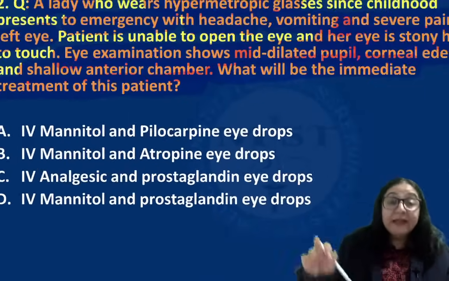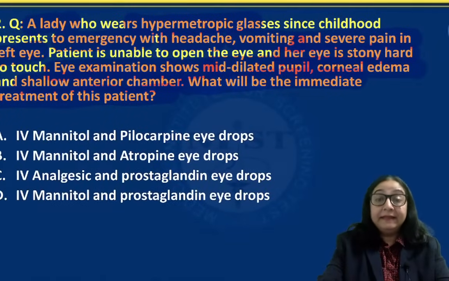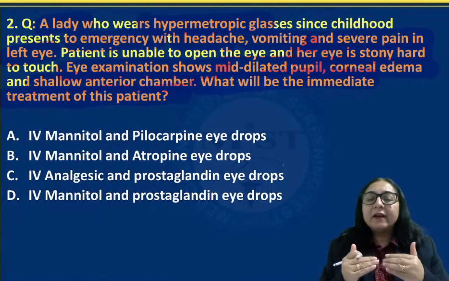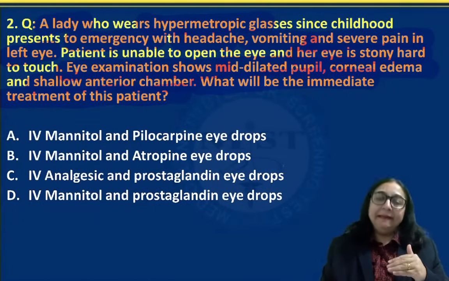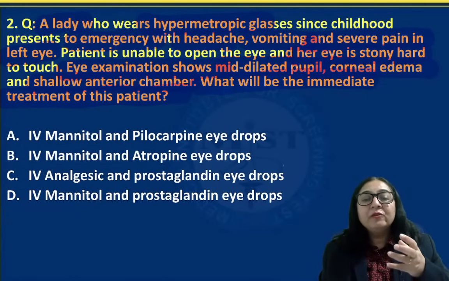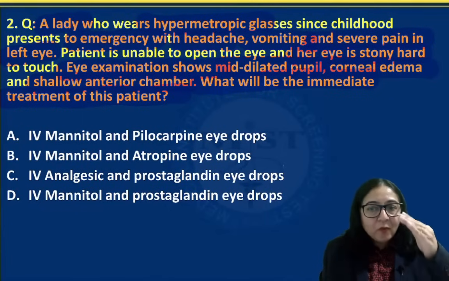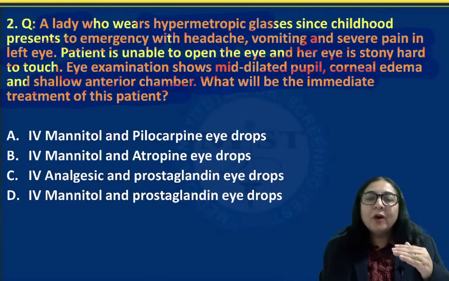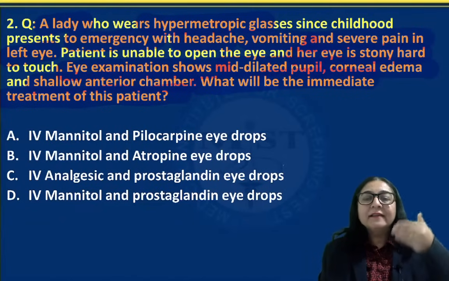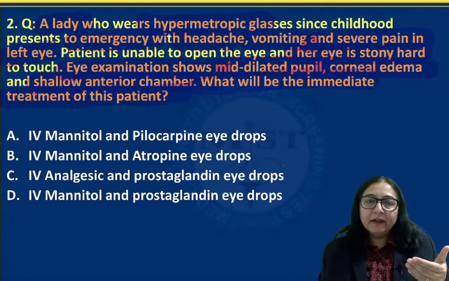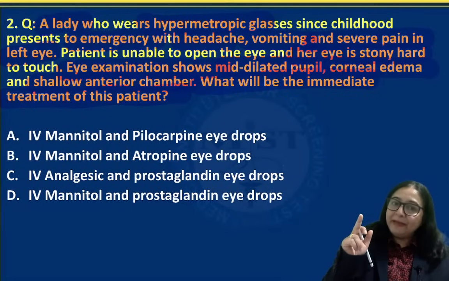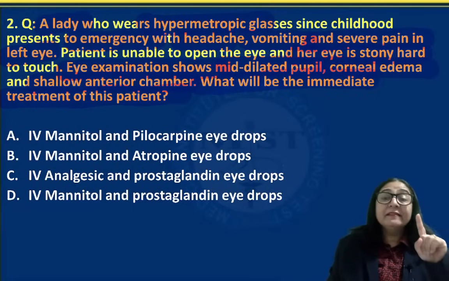So what is the immediate treatment, beta? What is our priority? The priority is to reduce the intraocular pressure rapidly. Because if the pressure remains so high, the optic nerve is going to get damaged very quickly. So you want to bring the pressure to normal levels very rapidly. And one drug which can cause rapid lowering of the intraocular pressure is mannitol. So you will be giving intravenous mannitol to these patients. So that is the first thing.